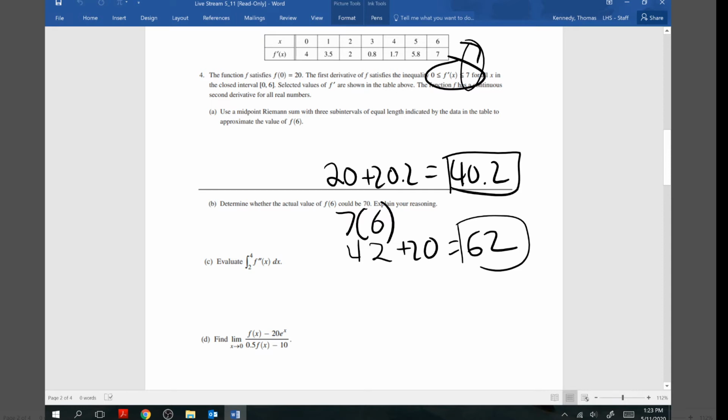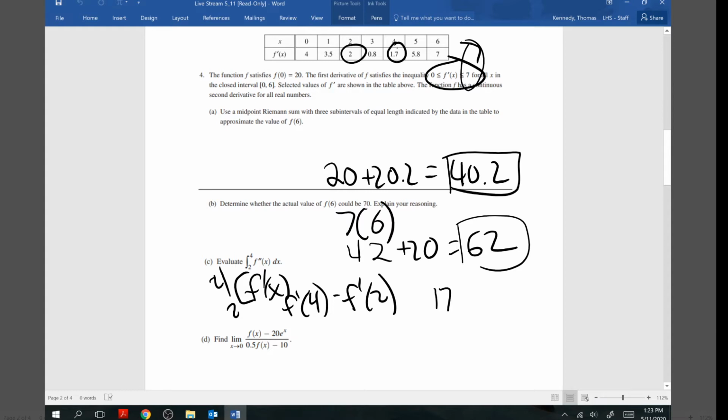Okay, so for C, it says evaluate the integral from 2 to 4 of the second derivative. This is actually pretty gravy because the integral of the second derivative is the first derivative. And if you evaluate it from 2 to 4, all it is is f prime of 4 minus f prime of 2. So this is just this value minus this value. 1.7 minus 2 is negative 0.3. And we good.